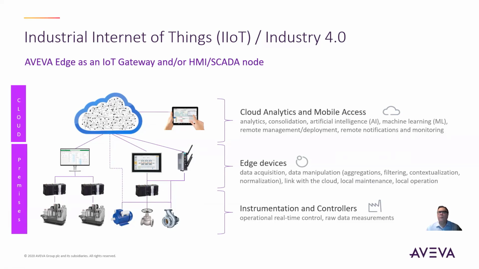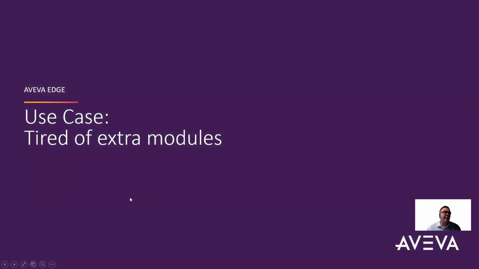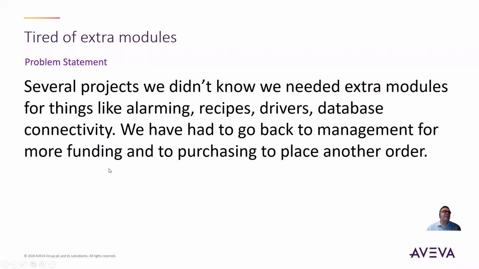So the next use case that we want to talk about is I'm tired of extra modules. We've had several projects where we just didn't know, and I'm taking on the voice of the customer here, if that wasn't obvious. We've had several projects that we just didn't know that we needed extra modules. We missed it. We didn't order the right things for things like alarming or recipes or drivers or database connectivity or reporting. We've had to go back to management for more funding, more money. And then we had to go to purchasing to place another order and then wait for things to be delivered or licenses to get upgraded.